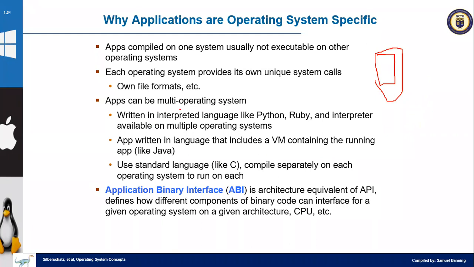So we have applications that can be operated on multiple operating systems and ones that are unique to one particular operating system. We have the application binary interface, the ABI. This is the architecture equivalent of the API. It defines how different components of binary code can interface for a given operating system, given an architecture. This is one of the topics we will look at in the latter part of this course.